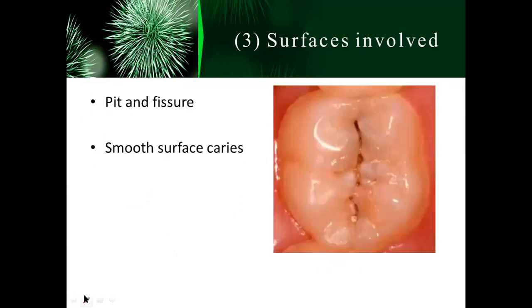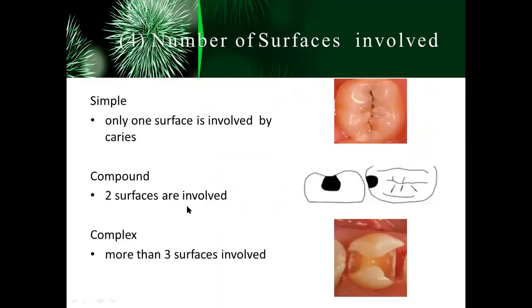Then the surface also involved, we have different surfaces of the teeth. As I told you, it's not a must that your caries are along the fissures or the pit of the teeth. You can even have it starting from the side. Okay, so we can have pit and fissure caries. We can have smooth surface caries, like the ones that are on the side of the enamel, not at the top surface of the crown. So as you can see here, we already have some caries, cavities, on the pits and fissures of the teeth.